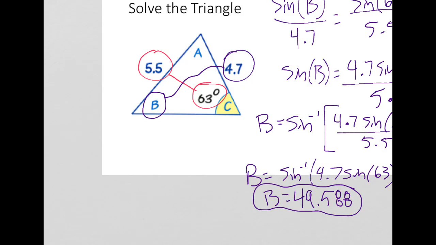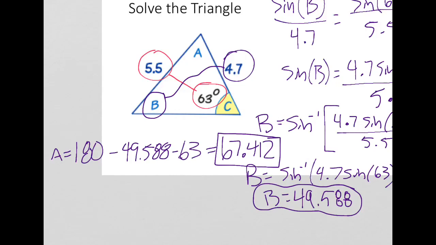And once we have B, since we also know angle C, we can find A by subtracting those two from 180. So 180 minus 49.588 minus 63 equals a number. And in this case, that number is 67.412. But we are not done. We still need to find side A right there.